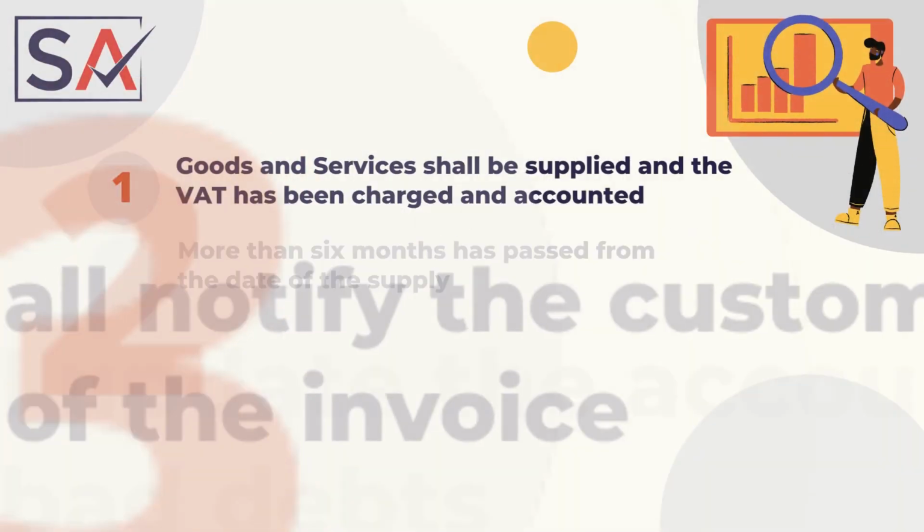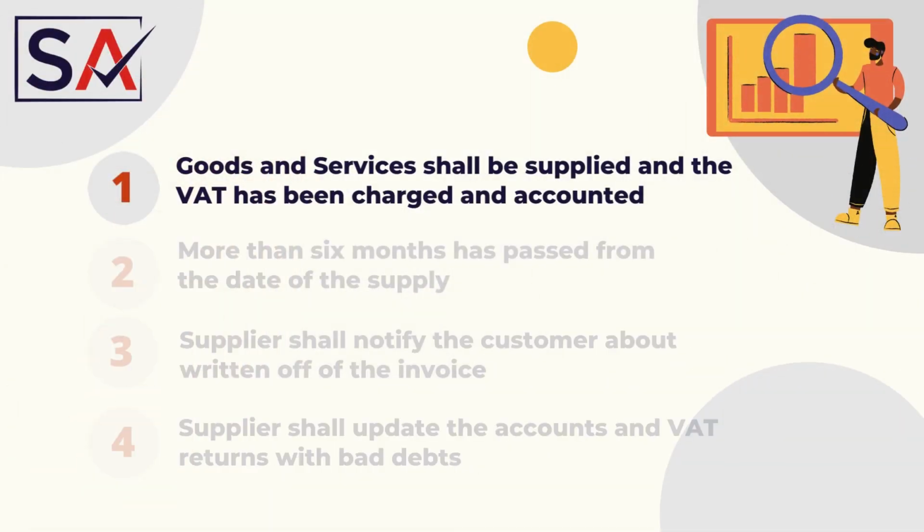Number 1. Goods and services shall be supplied and the value-added tax shall be charged and accounted. It means, the supplier should physically supply the goods or provide the services to the customer and that the value-added tax charged on the tax invoice should be paid by the supplier to the federal tax authority in that relevant tax period.